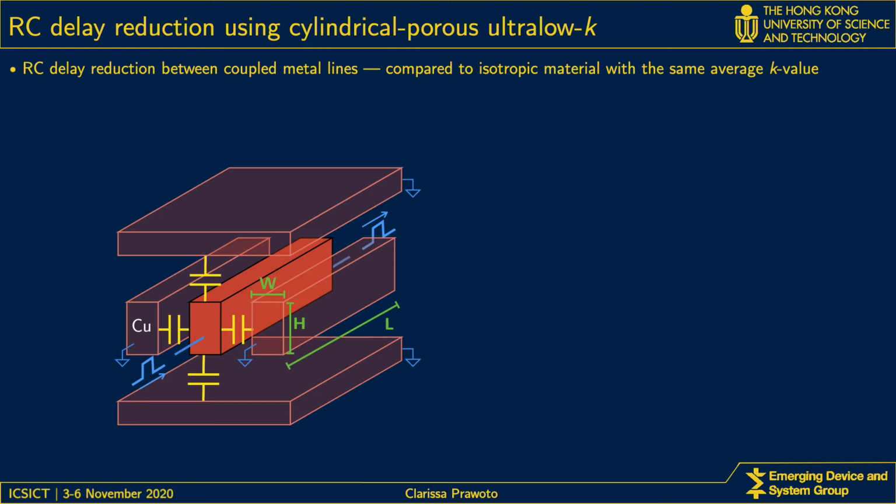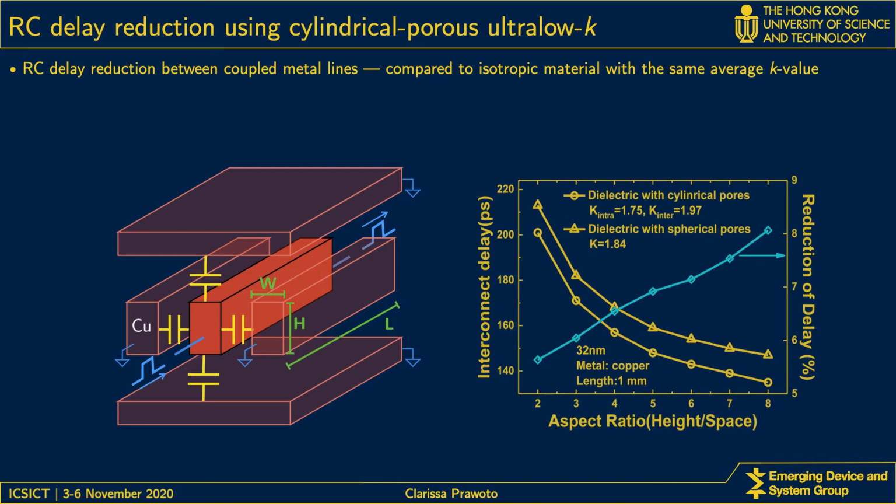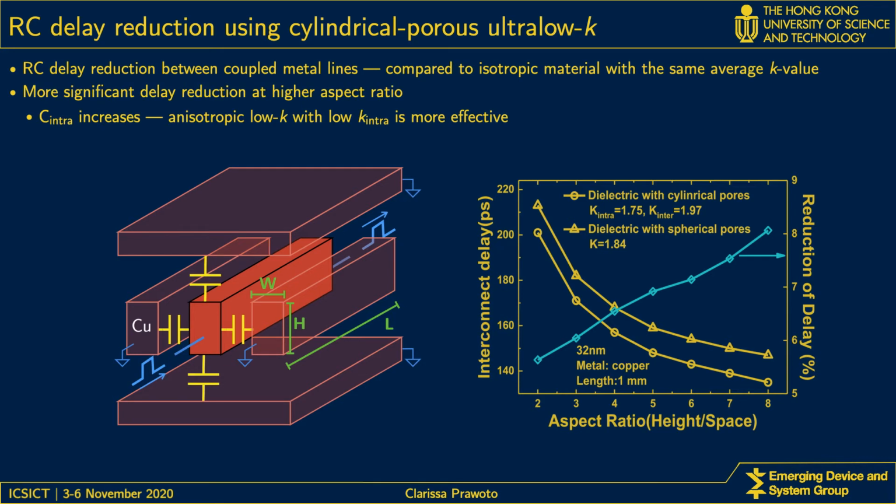Here shows the delay plotted against aspect ratio. As a reference, we use isotropic dielectric with the same average K value of 1.84. The proposed anisotropic dielectric shows smaller delay, and with increasing aspect ratio, the amount of delay reduction is more significant compared to the isotropic dielectric. This is shown in the blue line with the right axis.